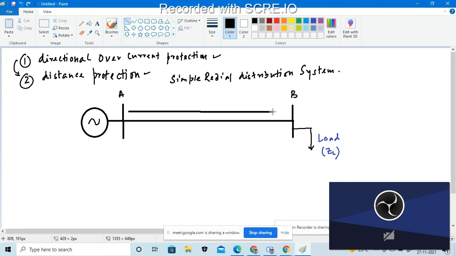Suppose in this section, from this section to this section, that means under the AB segment, we are considering the line impedance. It should be considered as Z line.